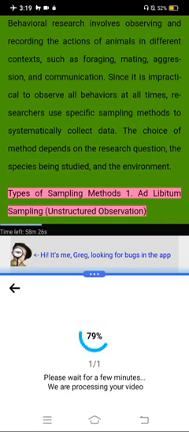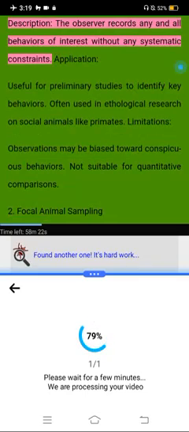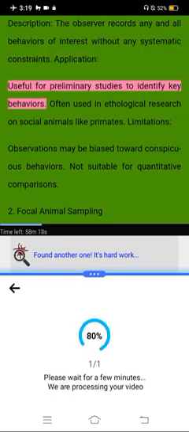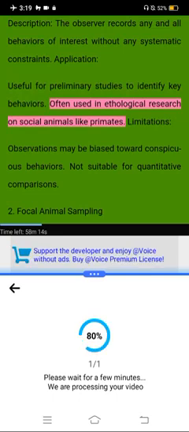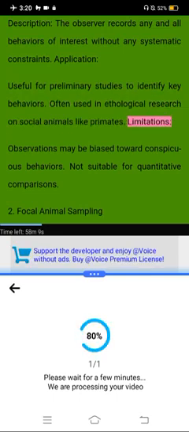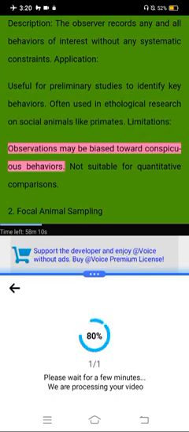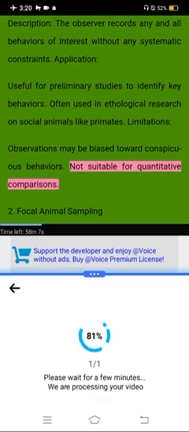Types of sampling methods. 1. Ad libitum sampling, unstructured observation. Description: the observer records any and all behaviors of interest without any systematic constraints. Application: useful for preliminary studies to identify key behaviors. Often used in ethological research on social animals like primates. Limitations: observations may be biased toward conspicuous behaviors. Not suitable for quantitative comparisons.